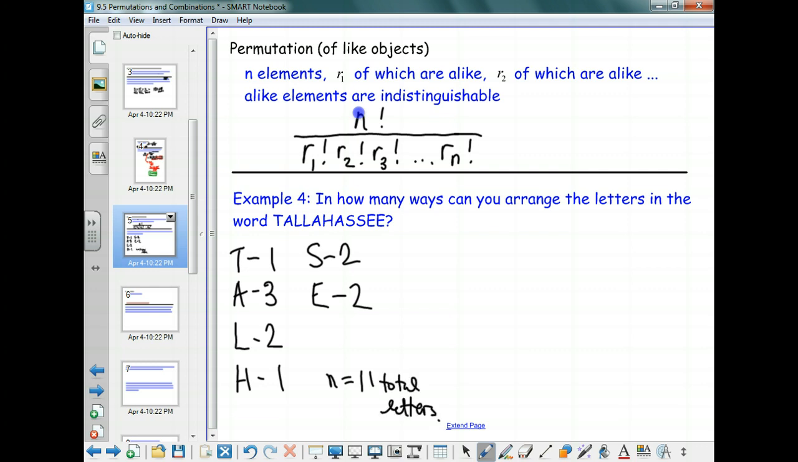All right. So how many letters do we have total? 11. We need that value because that's my numerator. So I've got 11 factorial on top. And then I'm going to divide by each one of these numbers that I wrote out with a factorial on it. So I'm going to have 1 factorial, 3 factorial, 2 factorial, 1 factorial, 2 factorial, 2 factorial, and I'll be done.